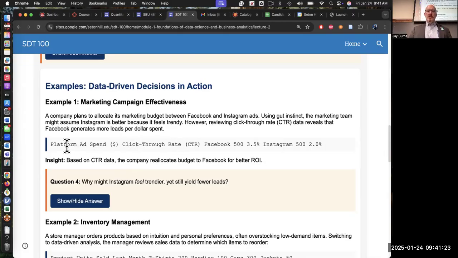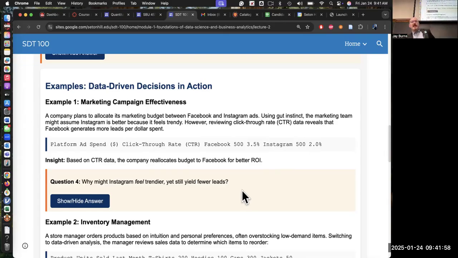So reviewing click-through rate data reveals that Facebook generates more leads per dollar spent. So in terms of the platform, ad spending in dollars, and then the click-through rate: Facebook has $500 for the ad spend, and it has a click-through rate of 3.5%, and by the way, this example is completely made up. Instagram has $500 spent on the ad, and it's a 2% click-through rate.